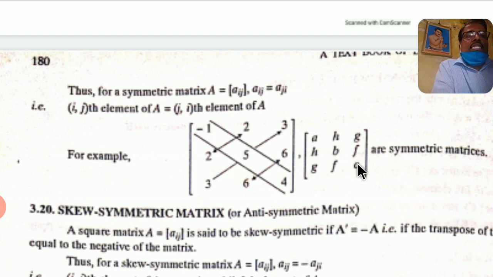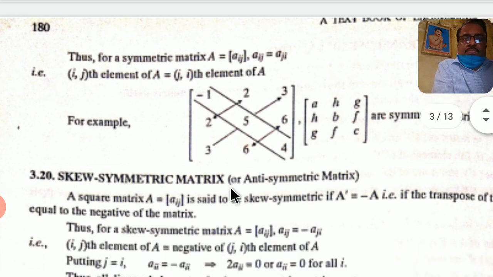Similarly, in this case, this is the diagonal, and the elements above this diagonal and below this diagonal are the same: here H and here H, G and G, F and F. Therefore, these two are examples of a symmetric matrix.